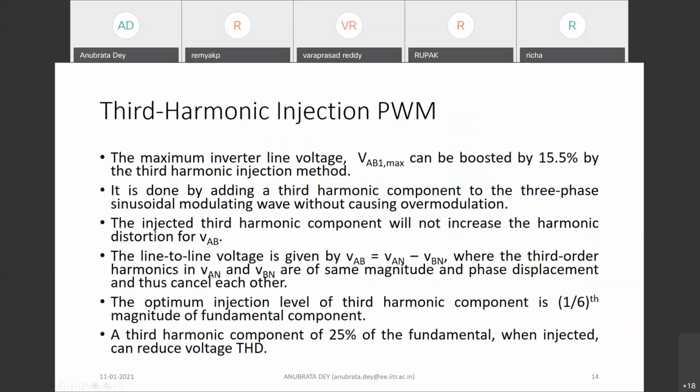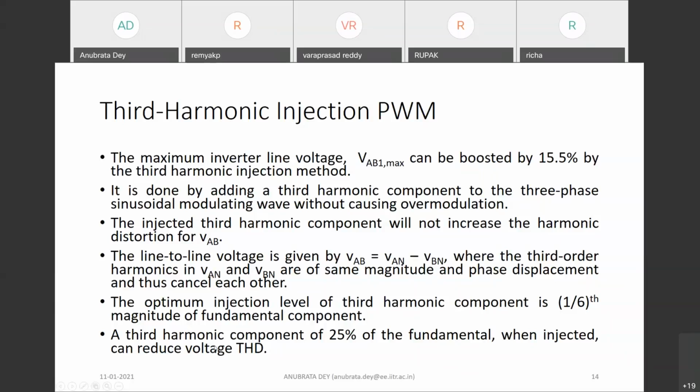Okay, first let us go one by one. The first point is that you have understood the maximum inverter line voltage can be boosted by 15.5% by third harmonic injection methods. It is done by adding a third harmonic component. The injected third harmonic component will not increase the harmonic distortion; low order harmonics will not come. It will not enter into the over-modulation zone, and in the line to line voltage, the third order harmonics have the same magnitude and phase displacement and thus cancel each other. The optimal injection level is, as we have said, 1/6.